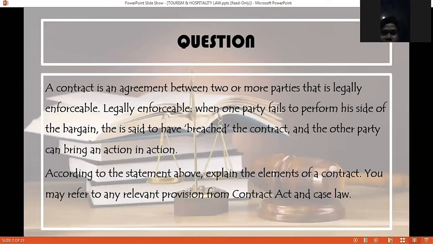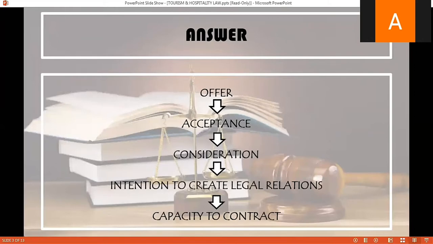Okay, the answer is: the first element of the contract is offer. An offer is a person's willingness to do something or abstain from doing something. An offer can be made orally or in writing. There are two types of offer: first, unilateral offer, and bilateral offer.